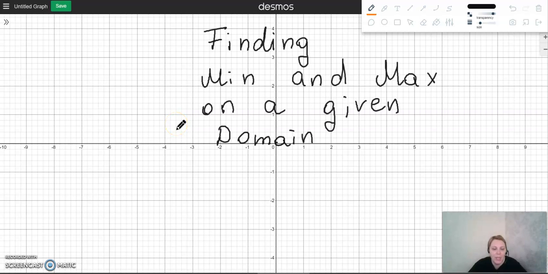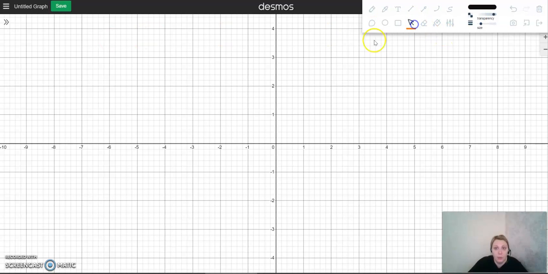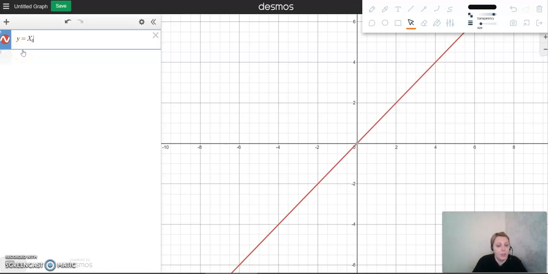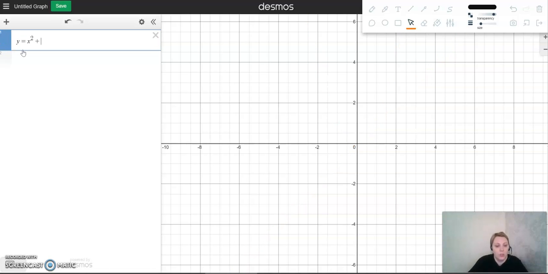Hello everyone. So today we will talk about finding min and max on a given domain. Let me explain what I mean by this. We're going to do two examples today. Let's say you have an expression y equals x squared plus 2, and I want to find its min and max.